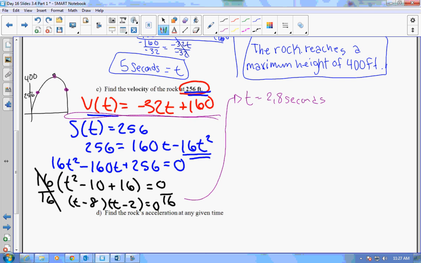Okay, now we can use the velocity formula. Now that we know the time, let's find the velocity at both of those times, right? And time is our t, so we can plug in t. So v of 2 and v of 8.